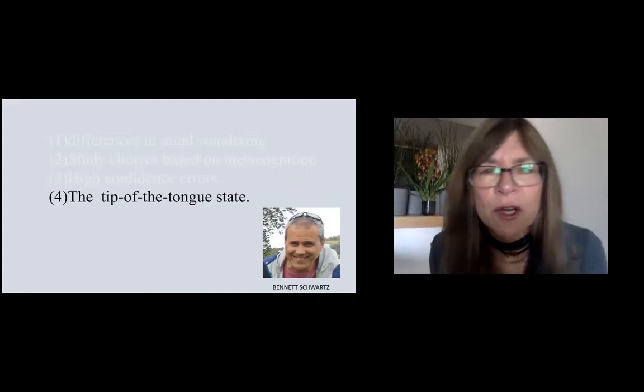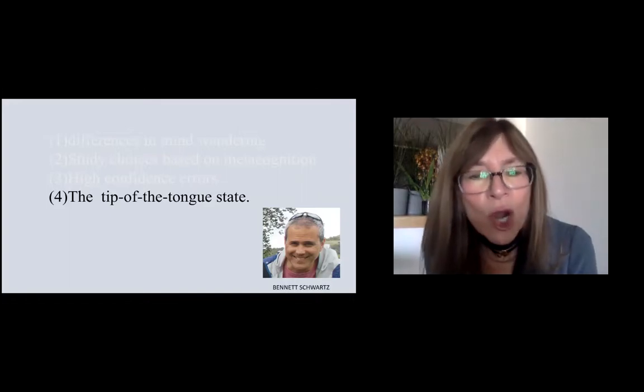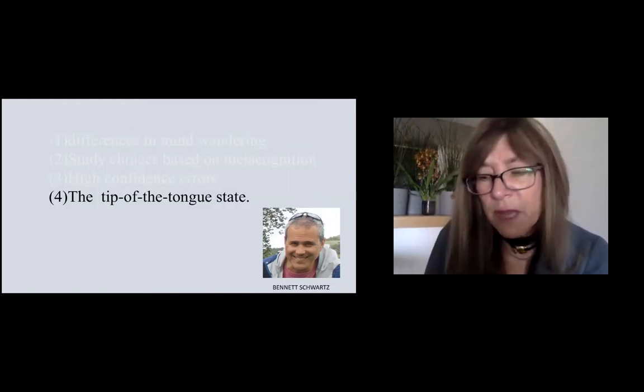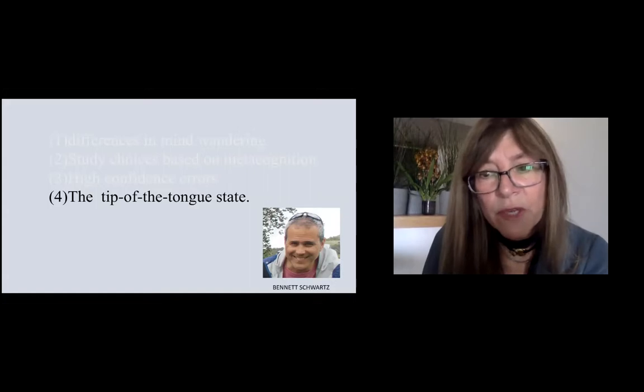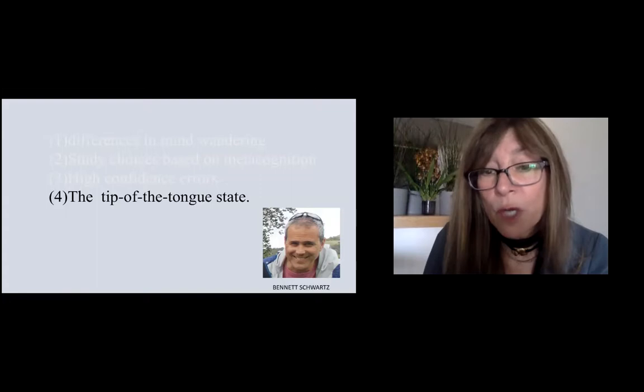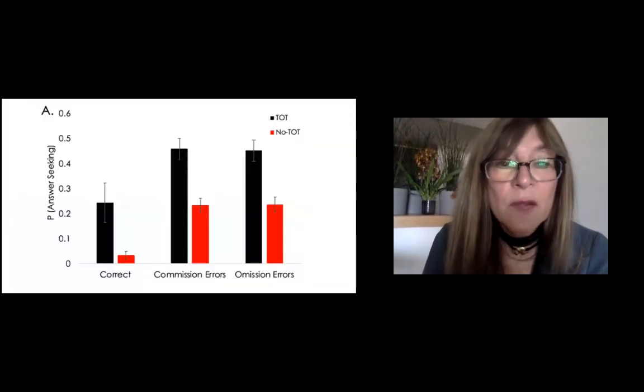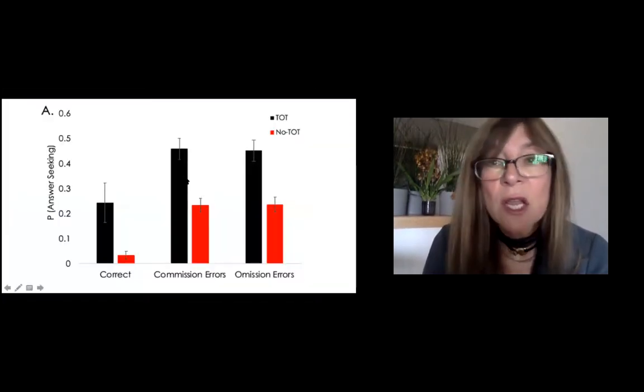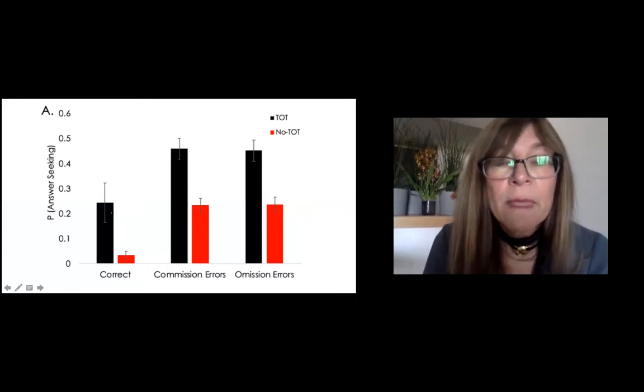There's nothing really nefarious going on there. They're hard to get because they resolve fairly readily. So we were able to get people reliably into tip of the tongue states and ask them whether they wanted to know the answer or not. And what you see is that the black lines are the tip of the tongue state.